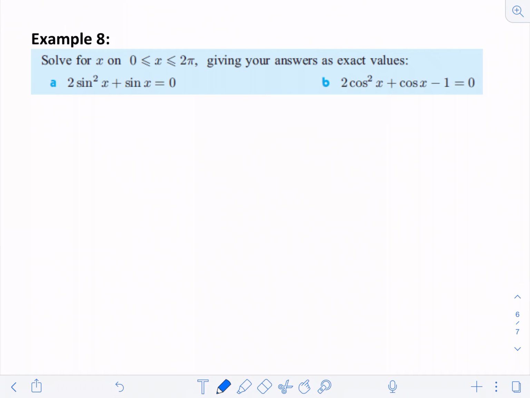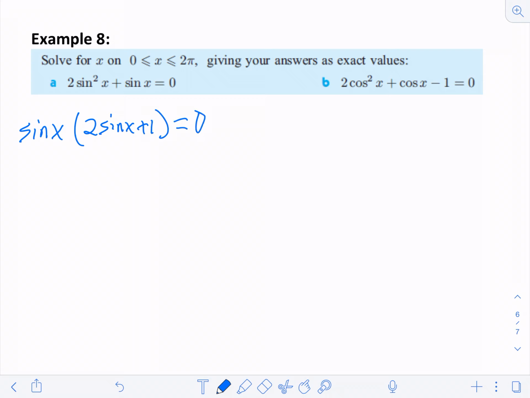So I have 2 sine squared x plus sine x is equal to 0. How would I do something like this? Well, we're going to factor just like we would a regular quadratic equation. So what's common here that I can pull out? In this case, wouldn't it be sine x? If I pull out a sine x, that's going to leave me with 2 sine x plus 1 is equal to 0, right? I factored that out.